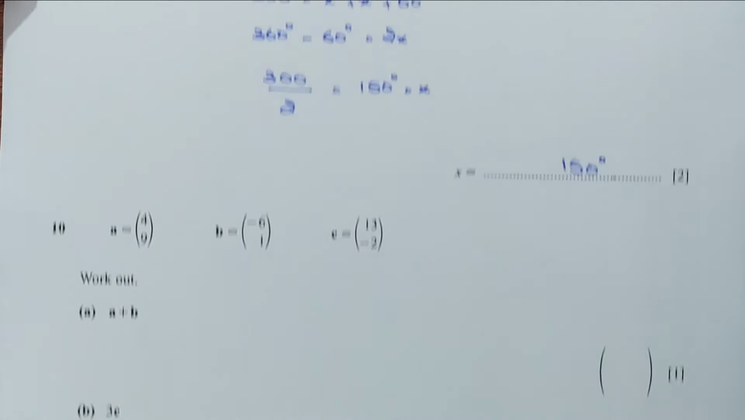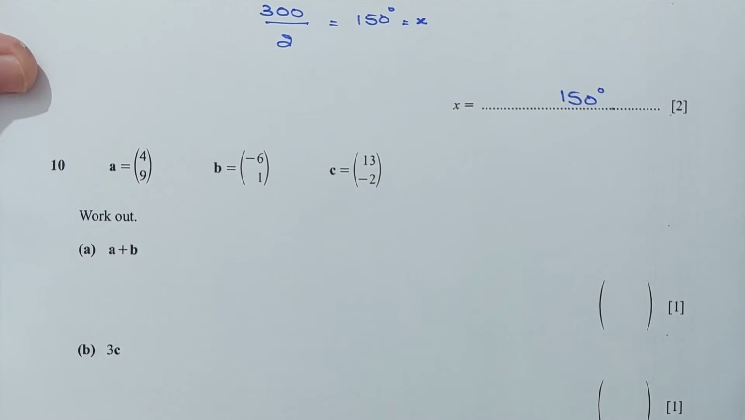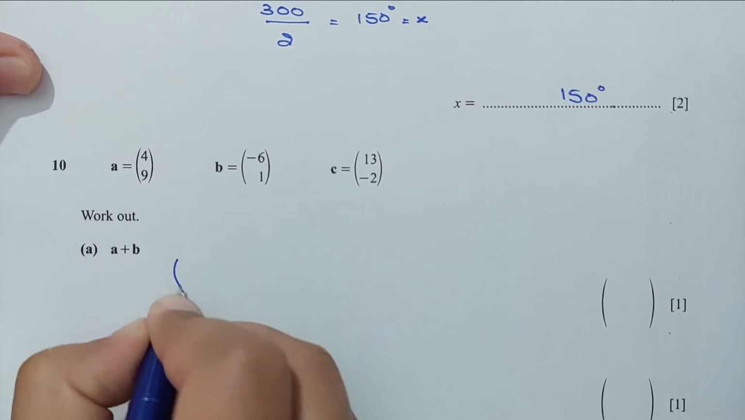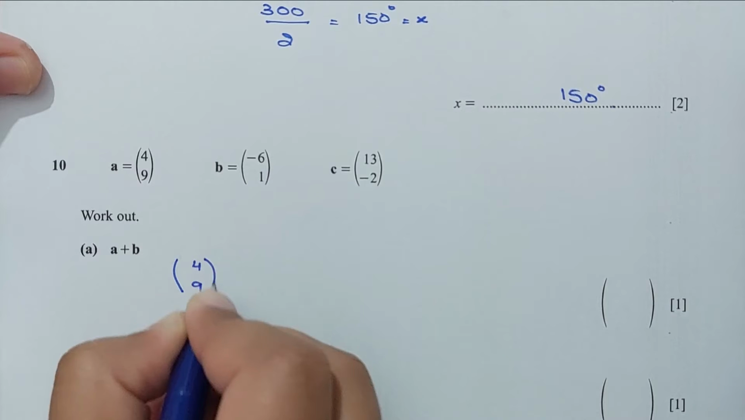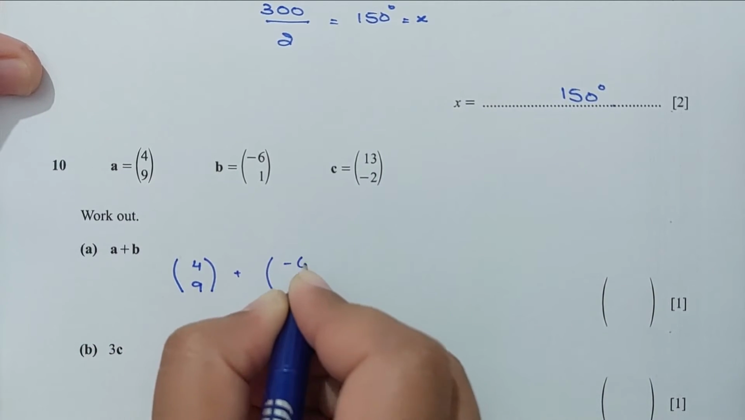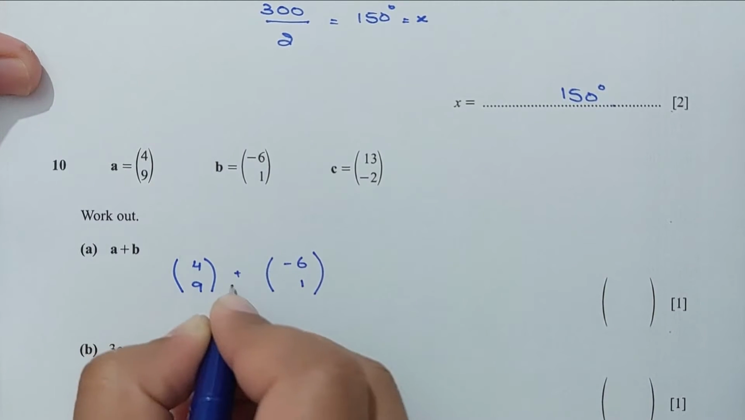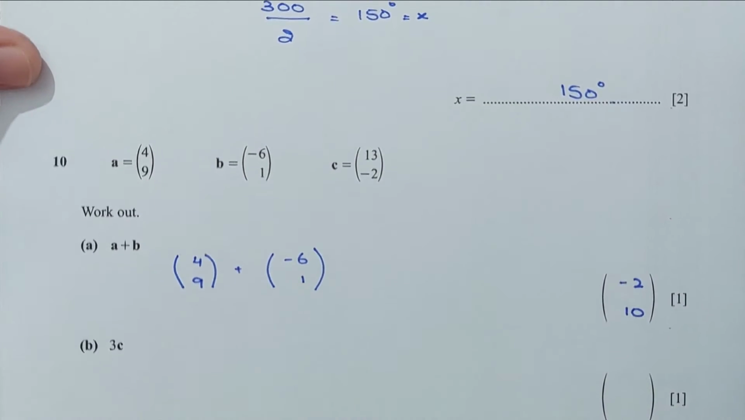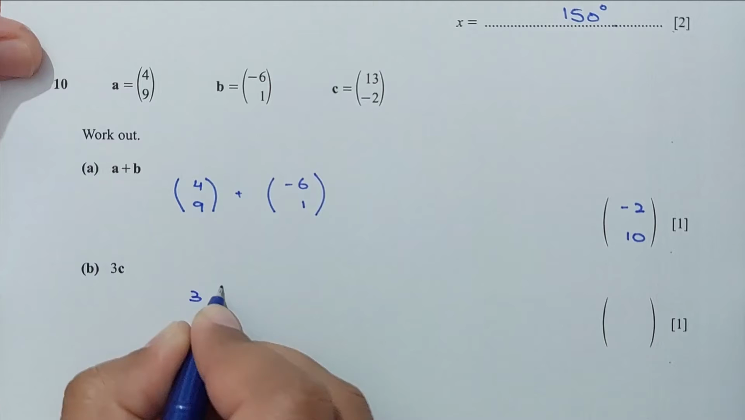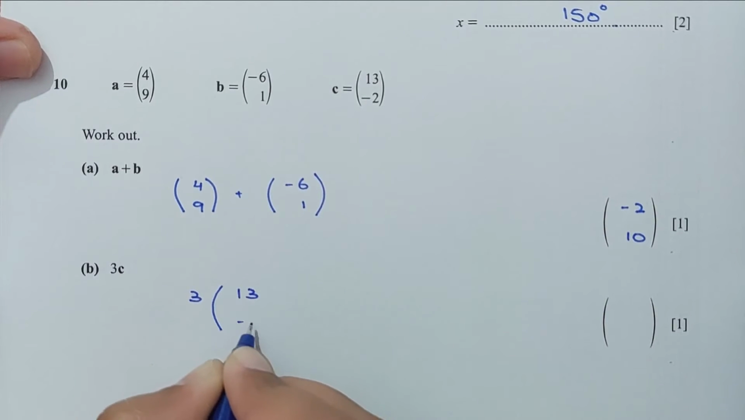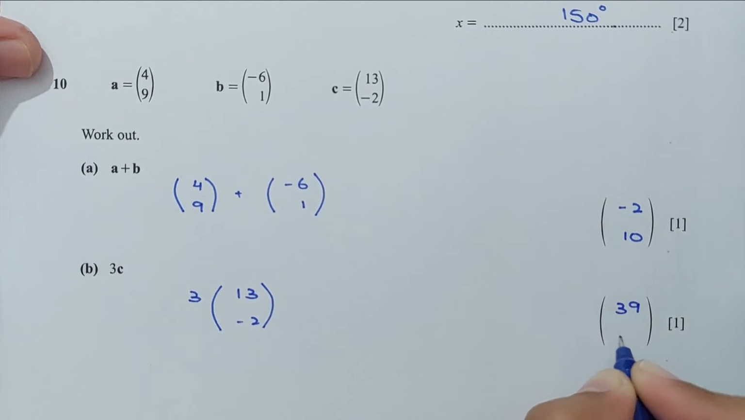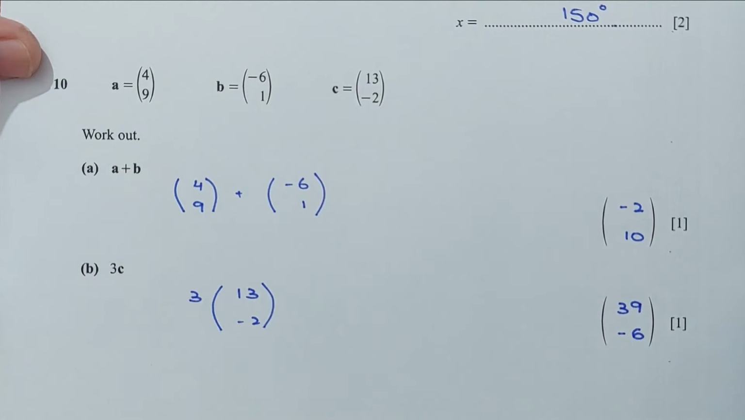Right. Question number 10. We have A, B, and C. Work out A plus B. So A is (4, 9), and we have to add B, which is (-6, 1). So 4 plus minus 6 is minus 2, and 9 plus 1 is 10. Now 3 times C. So 3 into C is (13, -2): 3 times 3 is 9, 3 times 1 is 3, 3 times 2 is negative 6.